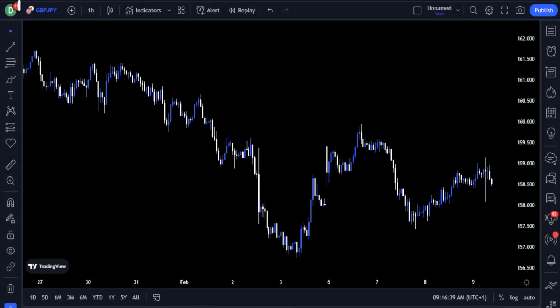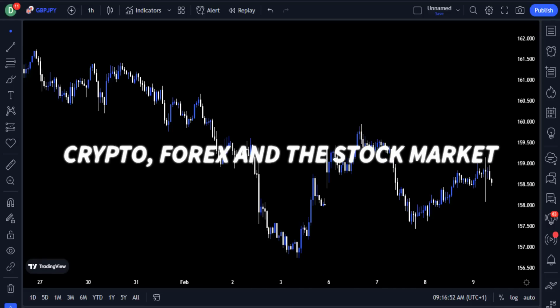But you can see that we are open to the price chart of the GBP-JPY currency pair, on the 1-hour time frame. Now, you have to know that you can use this strategy on all time frames, and this strategy can also be profitable on all of the financial asset classes, both in crypto, Forex, and the stock market.